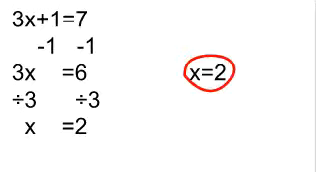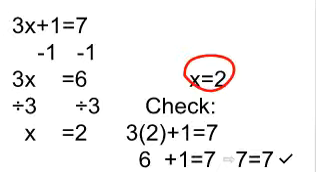To check, I can plug the 2 right back into the original equation and see if it works. Instead of 3 times x plus 1 equals 7, I try 3 times 2 plus 1 equals 7. 3 times 2 is 6, and when that is added to 1, I get 7. So it checks out. x equals 2 is correct.